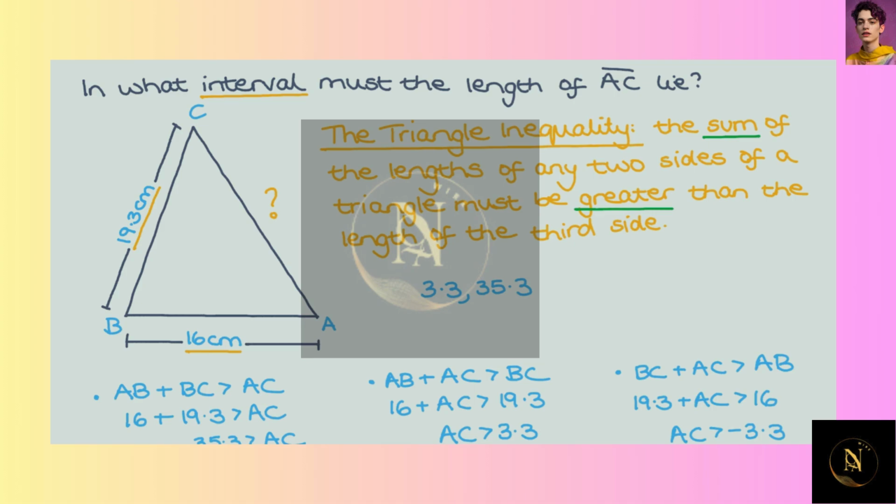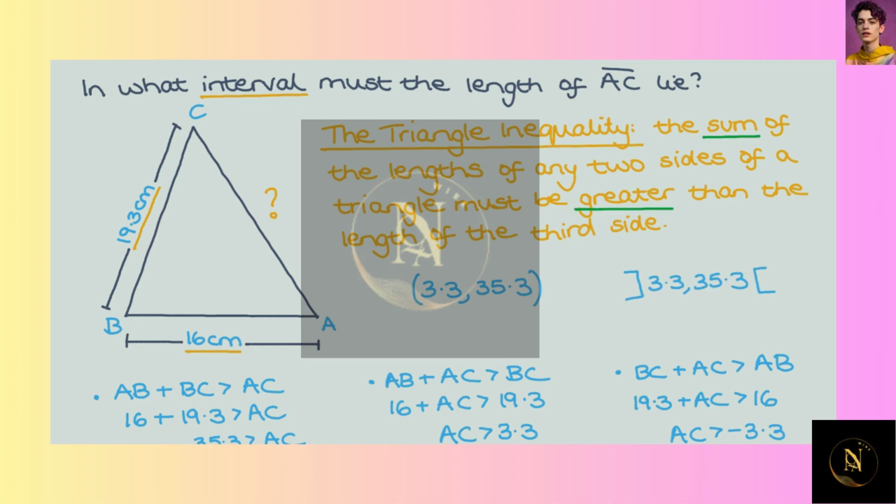These, remember, are strict inequalities, as the triangle inequality states that the sum must be greater, not greater than or equal to. This means that AC can't actually take the values of 3.3 or 35.3. It must be strictly greater than and strictly less than these two values. Therefore, we need to use the notation for an open interval, so we'll use brackets such as these.